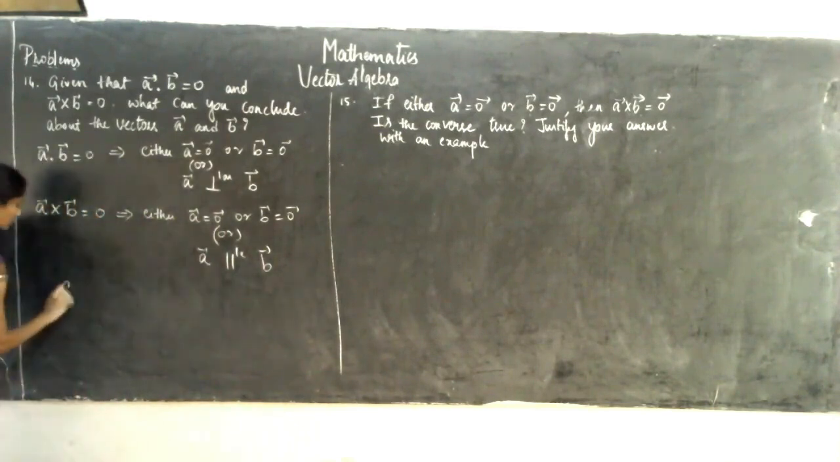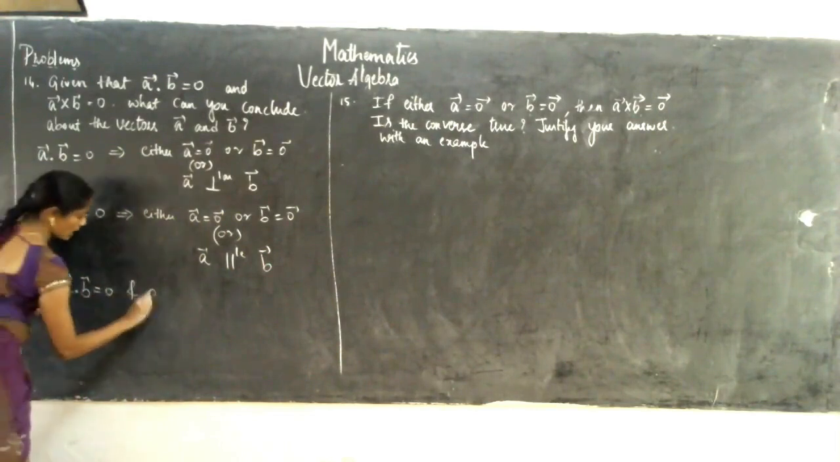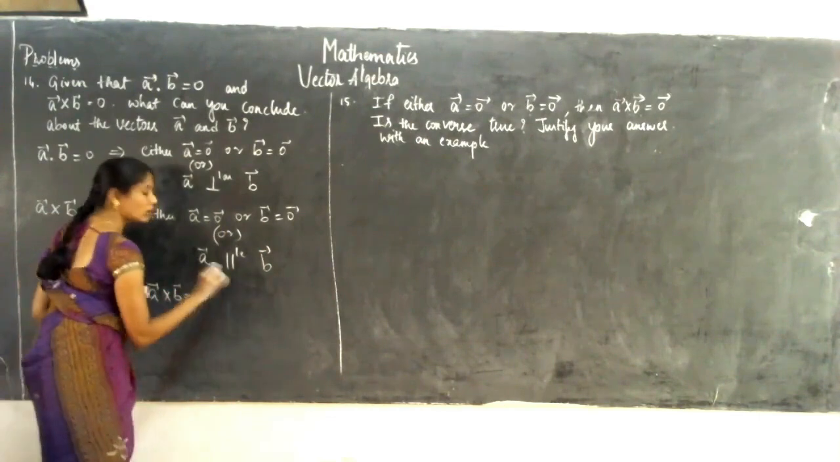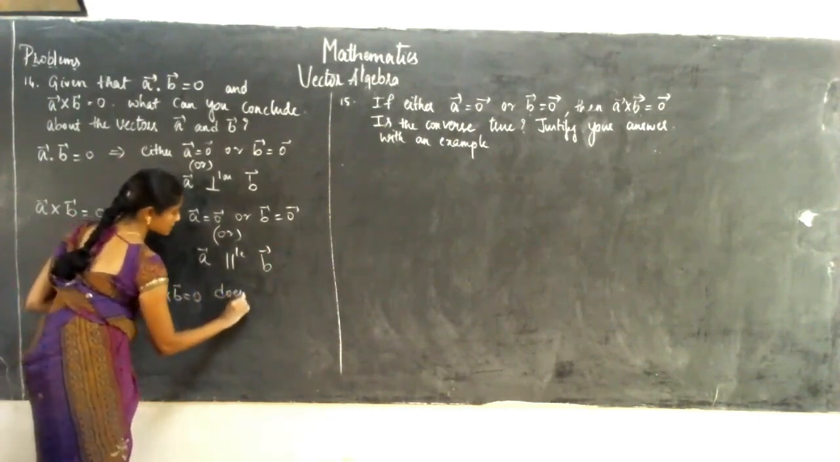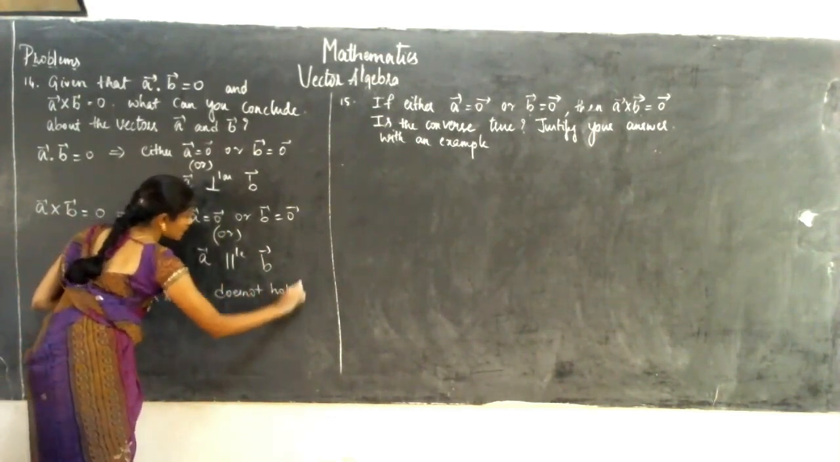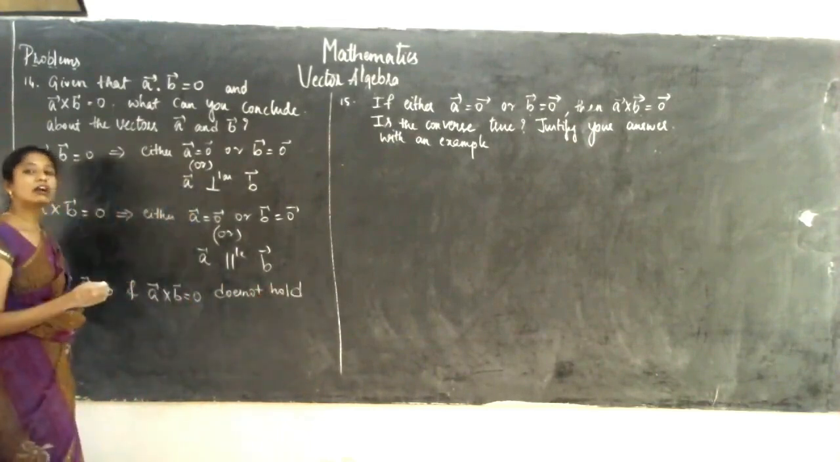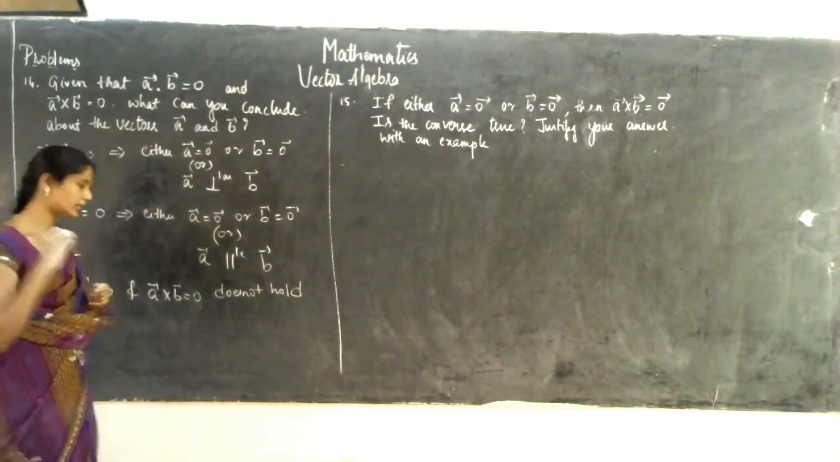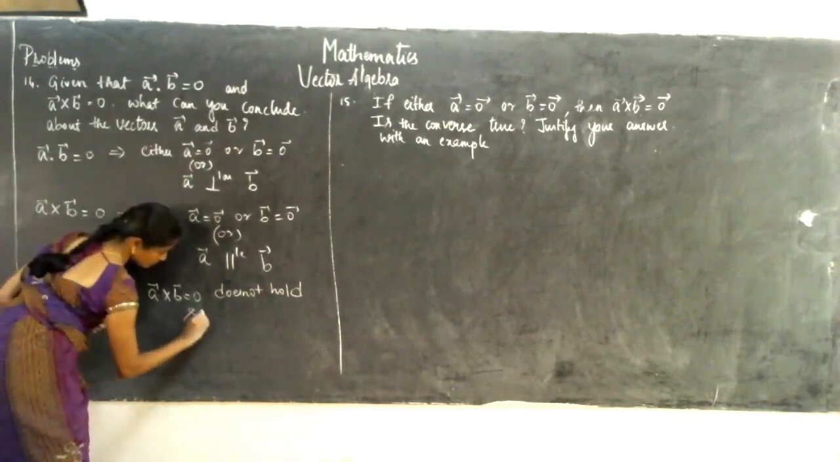So we can conclude that vector A dot vector B equal to 0 and vector A cross vector B equal to 0 do not hold simultaneously. That means it is not possible for any two vectors to be parallel and perpendicular at the same time.